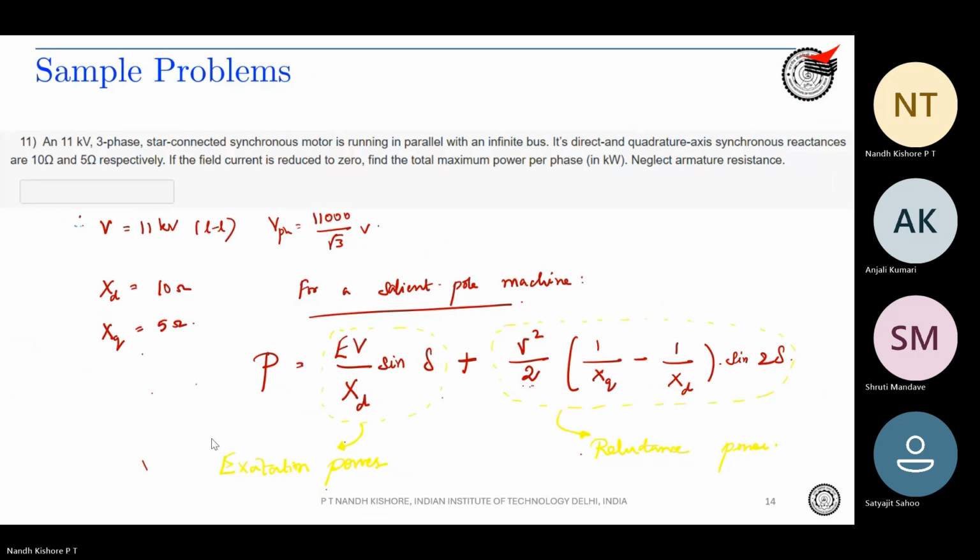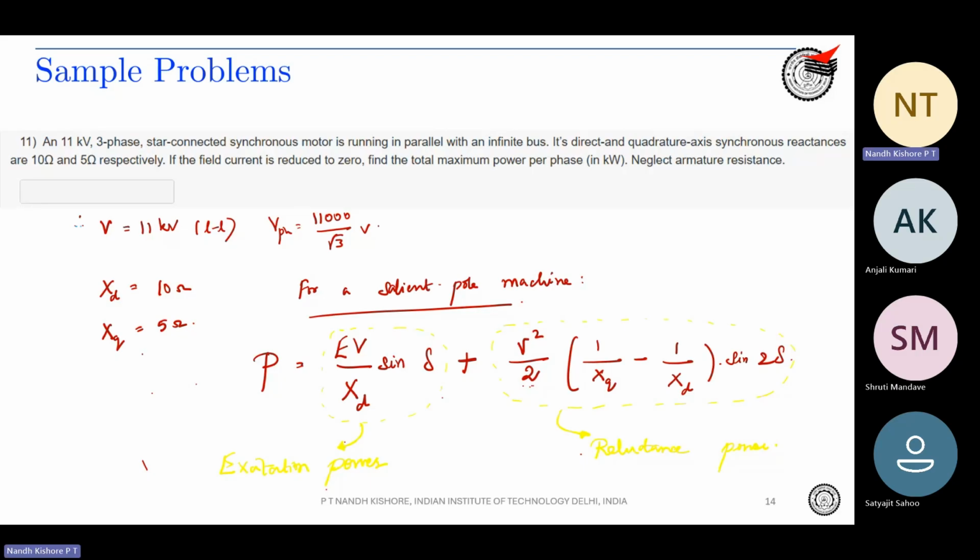So the question is: an 11 kV three-phase star-connected synchronous motor is running in parallel with an infinite bus. Its direct and quadrature axis synchronous reactances are 10 ohm and 5 ohms respectively. If the field current is reduced to zero, find the total maximum power per phase in kilowatt, neglecting armature resistance.